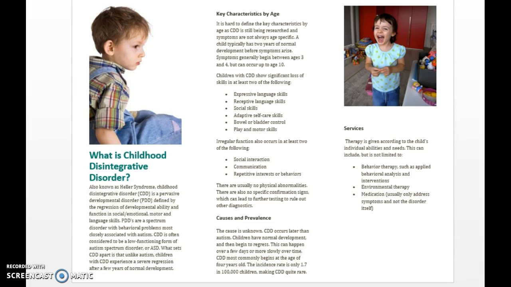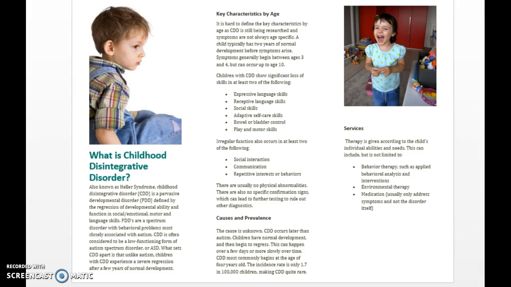disorder not otherwise specified. CDD is defined by the regression of developmental ability and function in social, emotional, motor, and language skills. It is incredibly rare, happening in only 1.7 children in every 100,000 children. CDD is also considered a low-functioning form of autism, and the biggest difference is that autism does not show the regression you see with CDD. CDD also usually develops much later than autism.